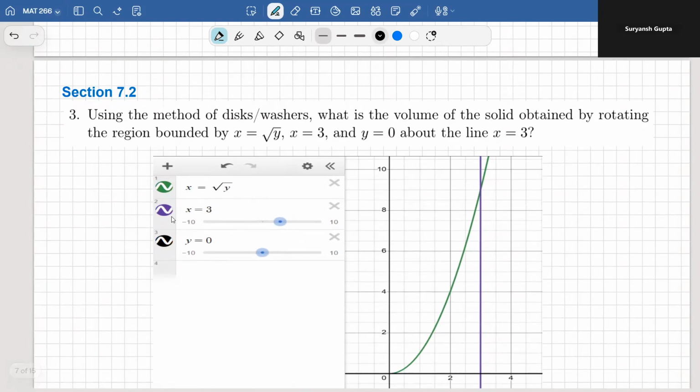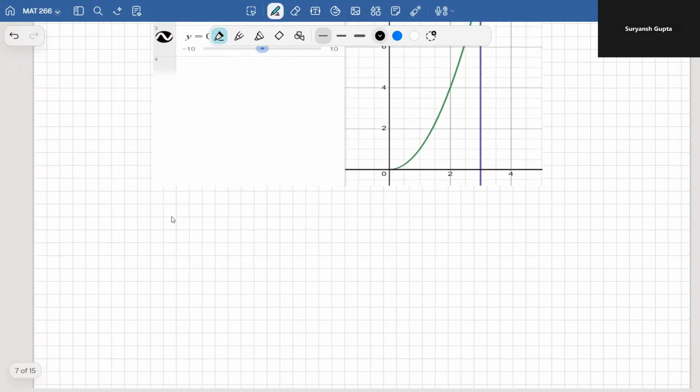So the next question is asking us to find the volume of the solid bounded by the following functions: x equal to root y, x equal to 3, and y equal to 0, about the line x equal to 3, using the method of disks and washers. So, to begin with, using the disks and washers method, the formula is volume equals pi, going from y0 to y1, r out, which is my outside radius squared, minus r in, which is my inside radius squared, dy.